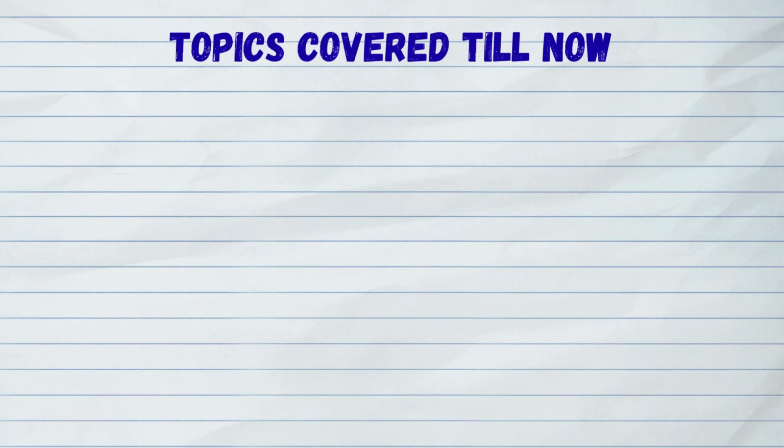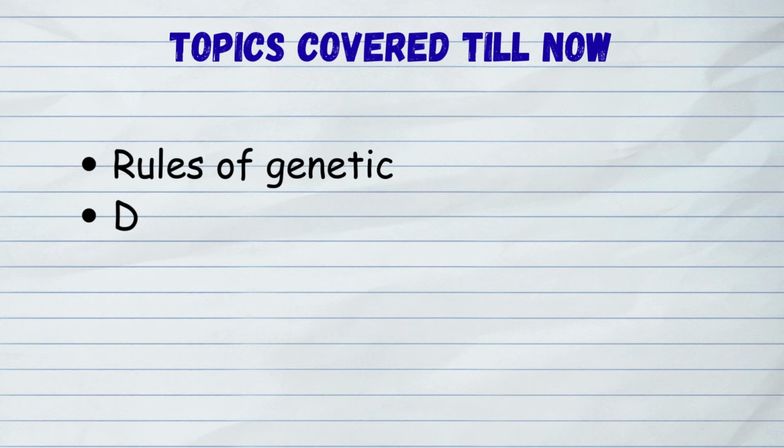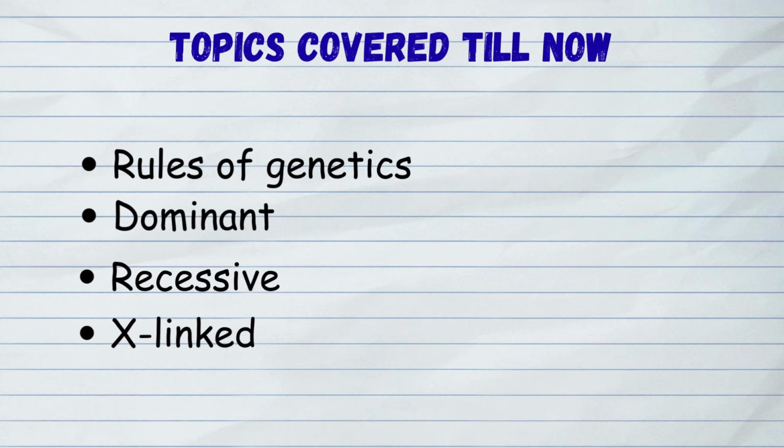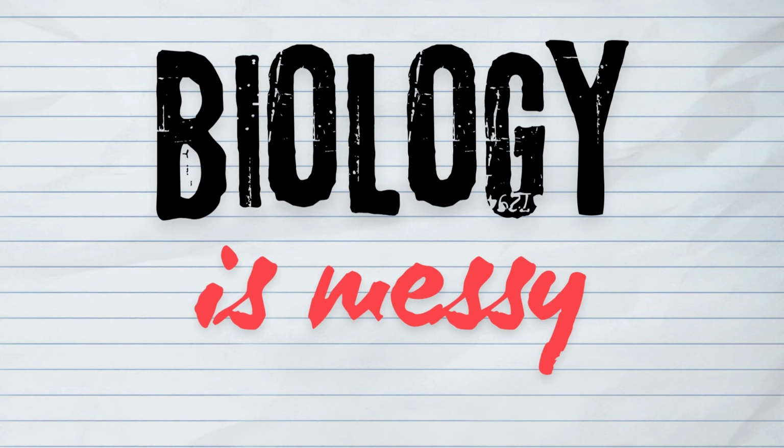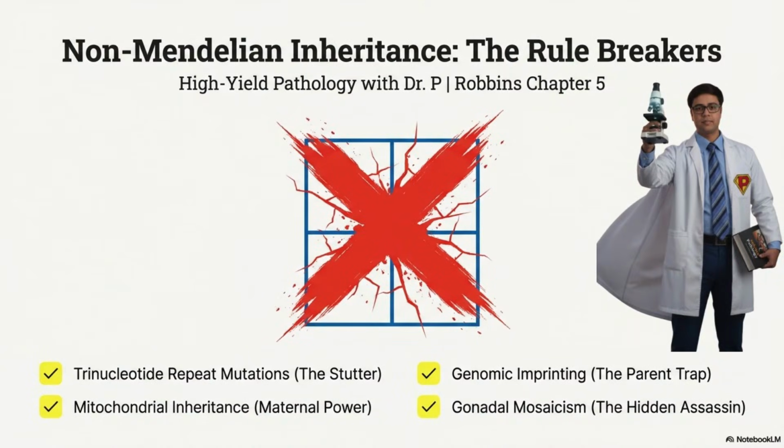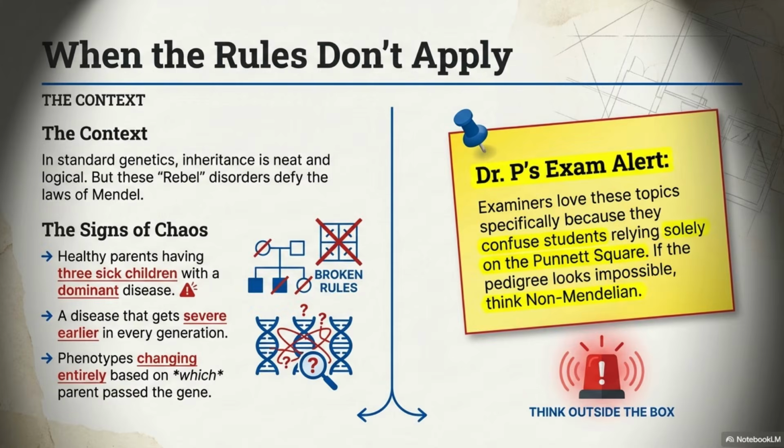So till now we have mastered the rules of genetics: dominant, recessive, X-linked. It was neat, organized, and logical. But biology is messy. Today we are talking about non-Mendelian disorders. These are the rebels. They don't follow the standard rules. If you see a pedigree that looks impossible, like a healthy dad having 3 sick kids with a dominant disease, or a disease getting worse with every generation, you are dealing with one of these.